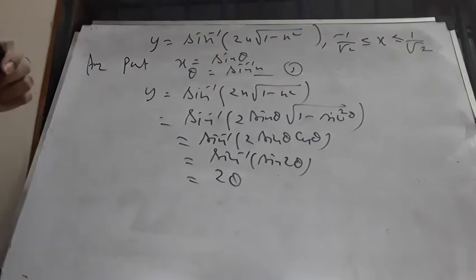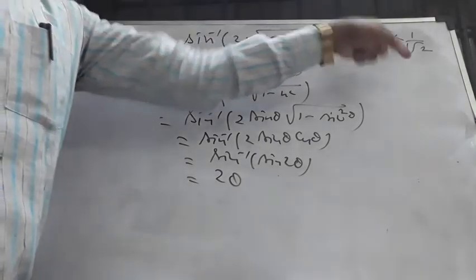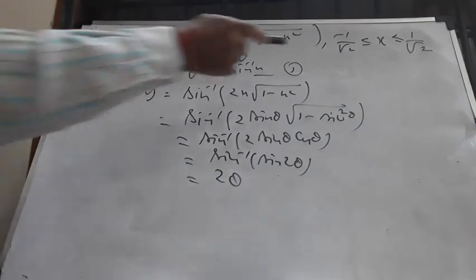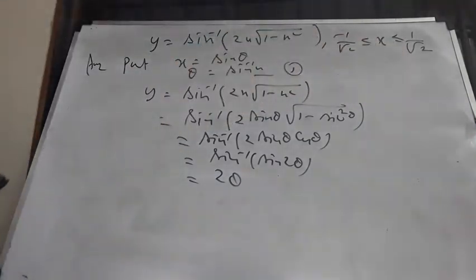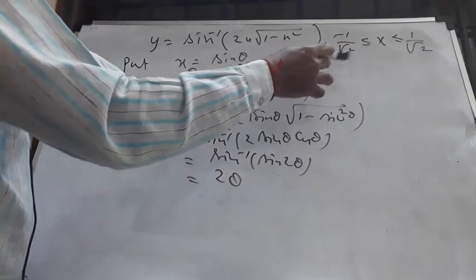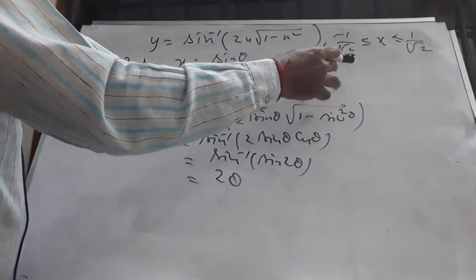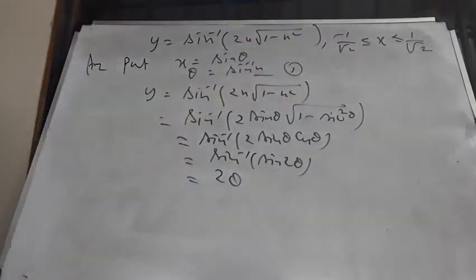Minus 1 by root 2 is this much. Therefore, sine theta is lying between minus 1 by root 2 and 1 by root 2. Take sine inverse throughout, and for minus pi by 4 less than or equal to theta less than or equal to pi by 4. Sine pi by 4 is 1 by root 2, sine minus pi by 4 is minus 1 by root 2. Multiply 2 throughout. Therefore, what do I get? Minus pi by 2 less than or equal to 2 theta less than or equal to pi by 2. Therefore, this lies in the principal value branch.